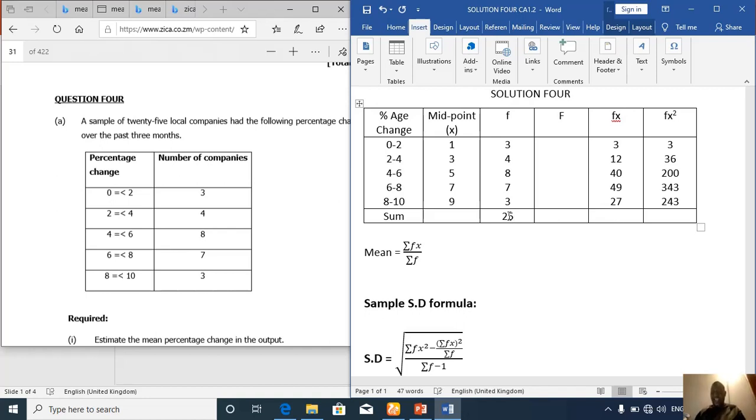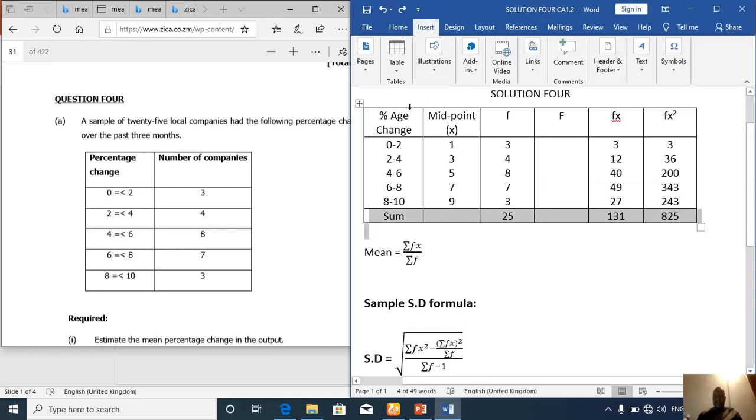We get the summation fx. Summation fx, that's the 3 plus 12 plus 40 plus 49 plus 27. The summation there should be 131. We get the summation of fx squared, 3 plus 36 plus 200 plus 343 plus 243. That should give us 825. So we have our summations here: summation fx squared, summation f, and summation fx. So those summations are done.